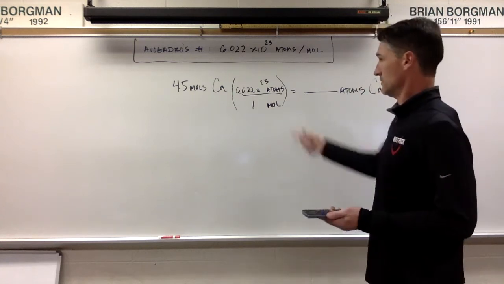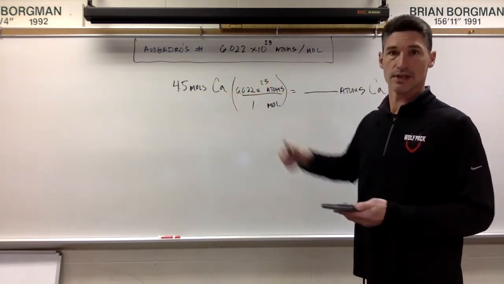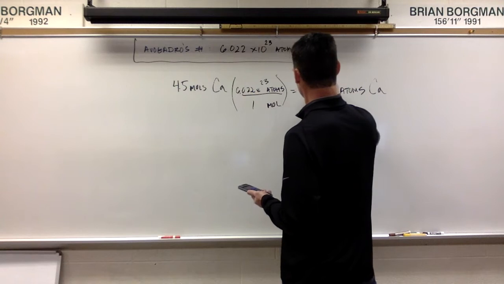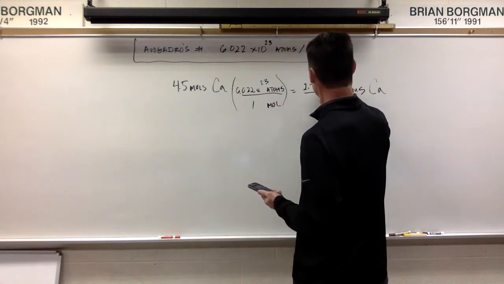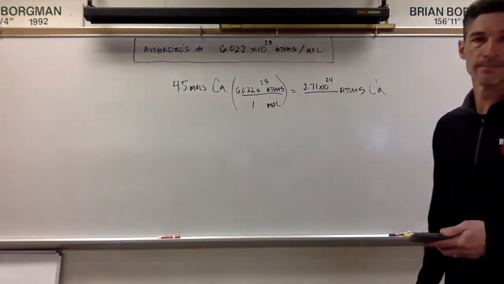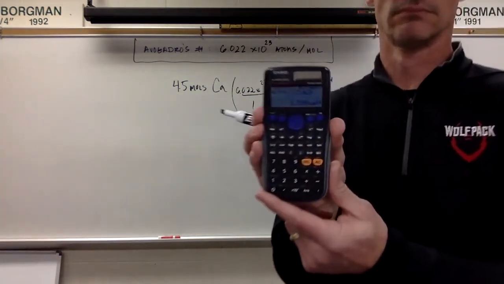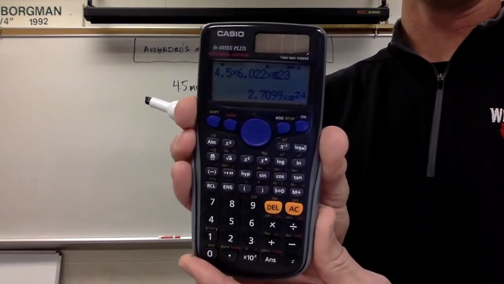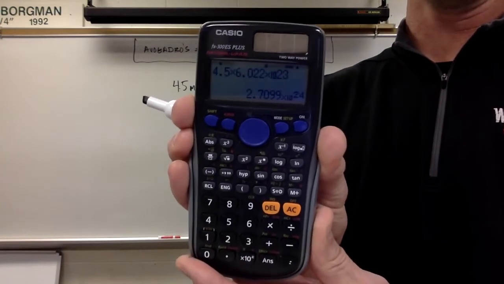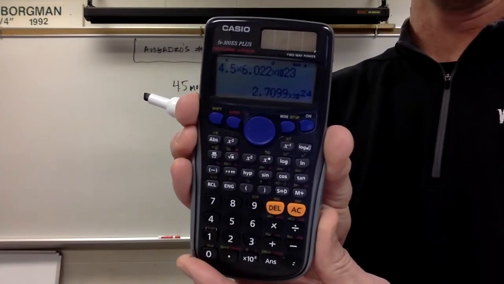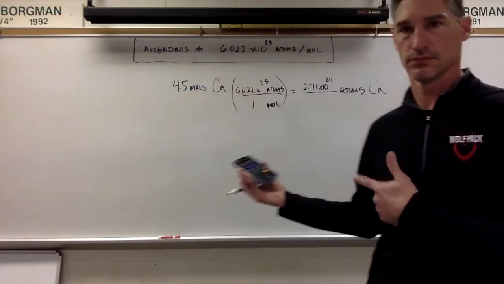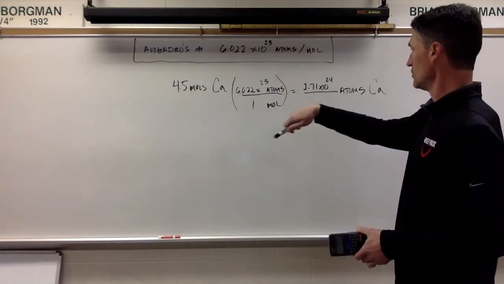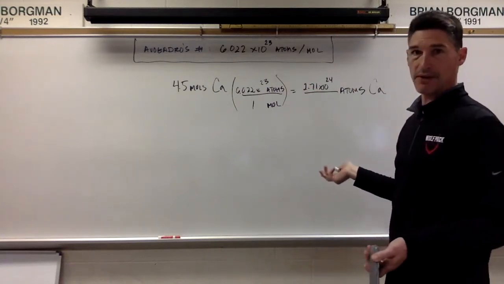and this number's going to be big. This number's already big, and you're taking 4.5 of those, so this thing is going to be quite a big number. And I have 2.71 times 10 to the 24th power. My answer was 2.7099, and I rounded that up. So I just did 4.5 times 6.022 times 10 to the 23rd, and I got 2.7099 times 10 to the 24th. So what do we do? Multiply by Avogadro's number.